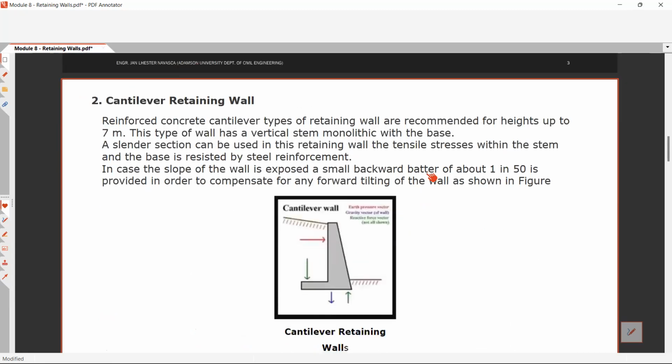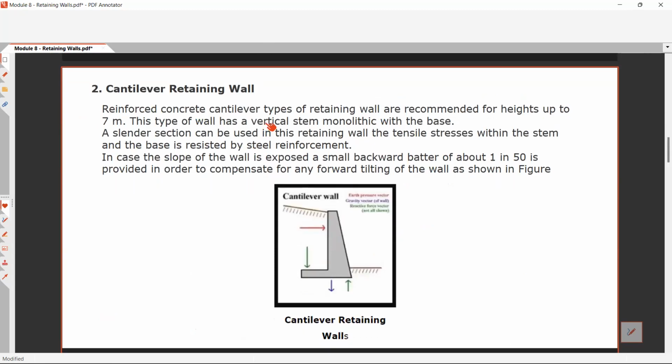Next, we have the cantilever retaining wall. Reinforced concrete cantilever types of retaining wall are recommended for heights of up to 7 meters. This type of wall has a vertical stem monolithic with a base. This is what we call the stem. A slender section can be used in this retaining wall, and the tensile stress within the stem and the base is resisted by steel reinforcement. In case the wall slope is exposed, a small backward batter of about 1 to 50 is provided to compensate for any forward tilting of the wall, as shown in the figure.